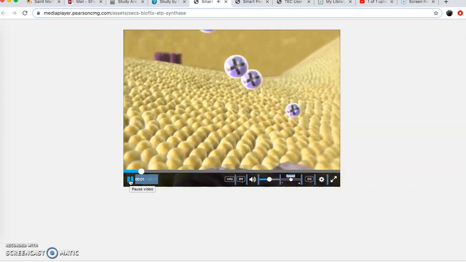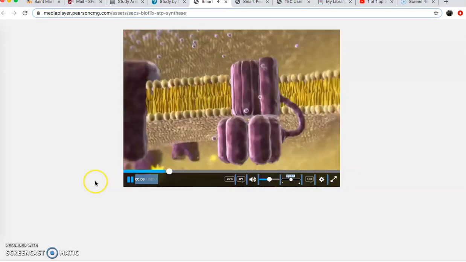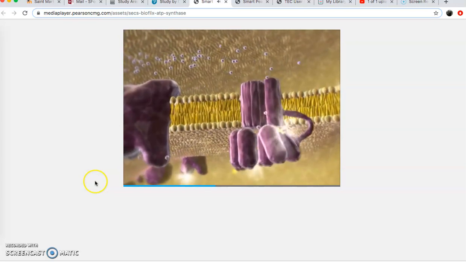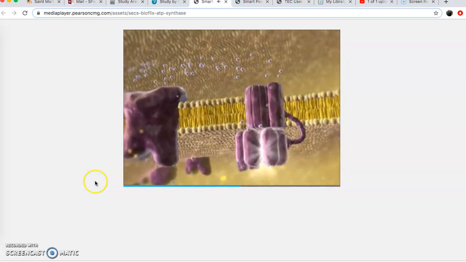Hydrogen ions flow back across the membrane through a turbine. Much like water through a dam, the flow of hydrogen ions spins the turbine, which activates the production of ATP.